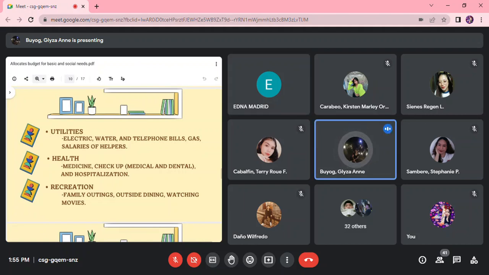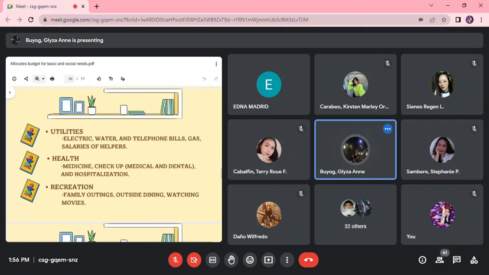Next is health, like medicine, checkup, medical and dental, and hospitalization. This is considered one of the most important items that need to be prioritized. Health needs of family members include periodic medical and dental examination. Hospitalization and medicine should always be set aside, whether this is spent or not within a given period. This can be accumulated and set aside as savings to meet emergencies in the future.